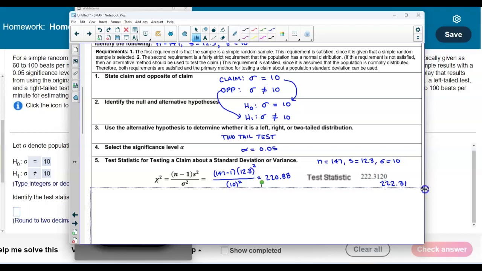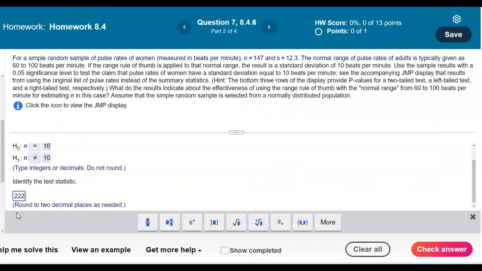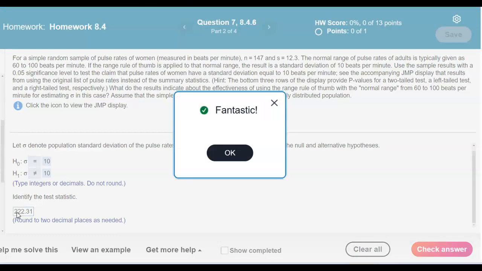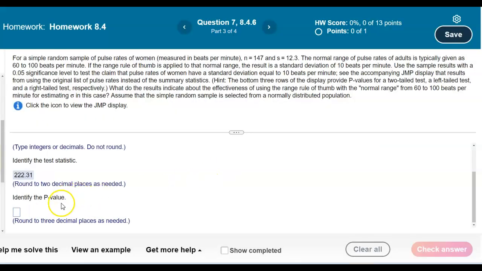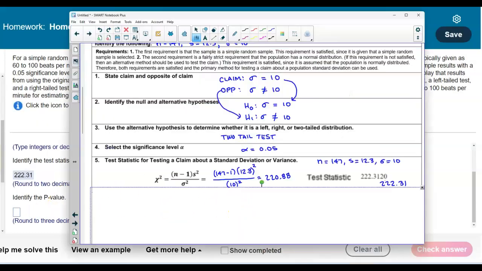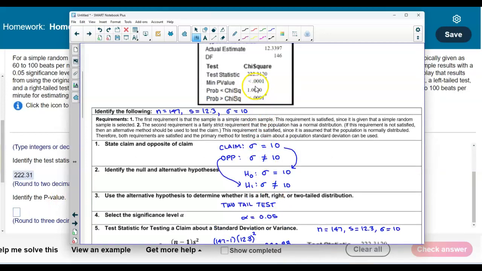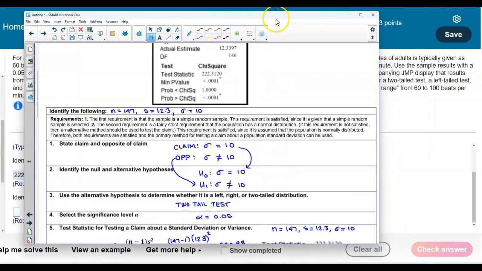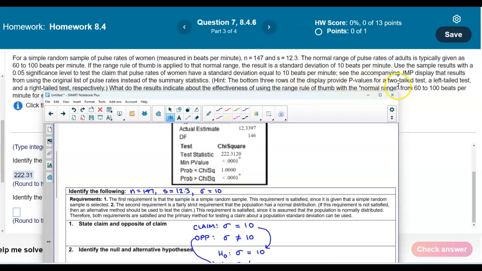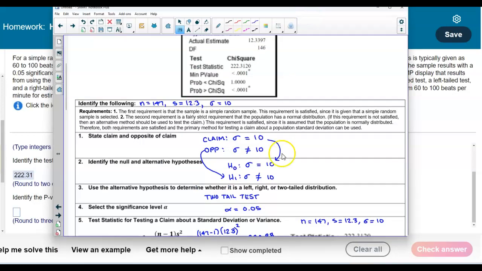222.31, because they want us to round that to 2 decimal places. So that's what we're going to put over here. 222.31, and that's coming from the display. Okay, now we want to identify the p-value. Now, they're given the p-value here. It's saying that the minimum p-value is less than 0.001, and the first one represents the two-tailed, and then the left-tailed and the right-tailed. So let's go ahead and do that.